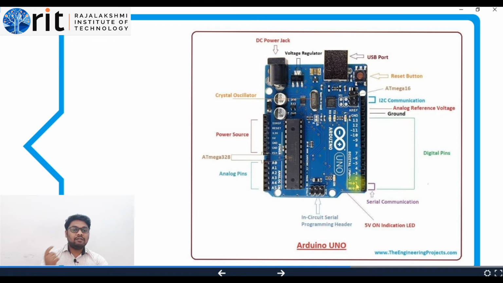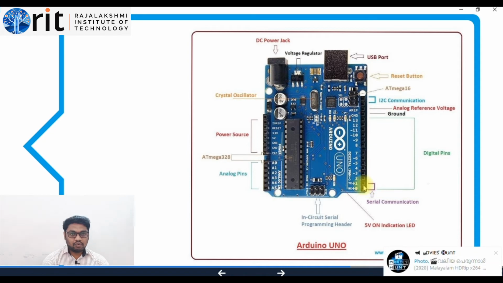And here especially pins 0 and 1: 0 is written as RX, that is receiver, and 1 is written as TX, that is transmitter. These two pins are dedicated for some applications, like interfacing a GPS module or interfacing a Bluetooth module.